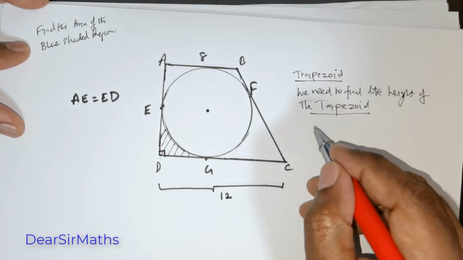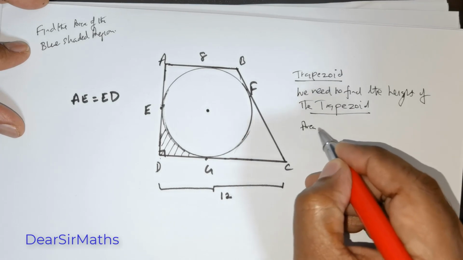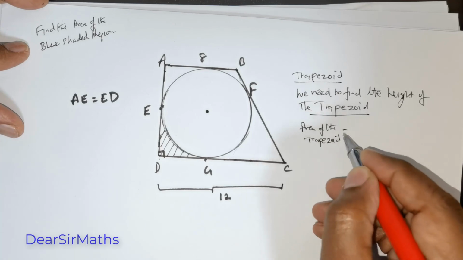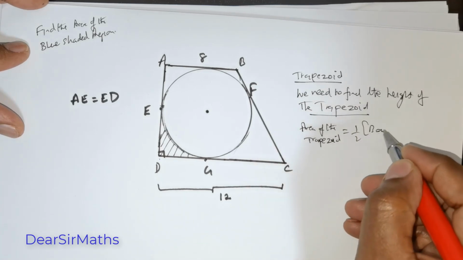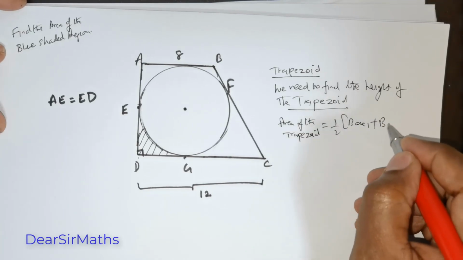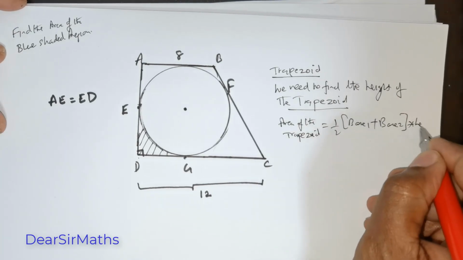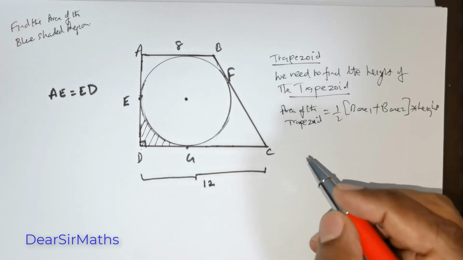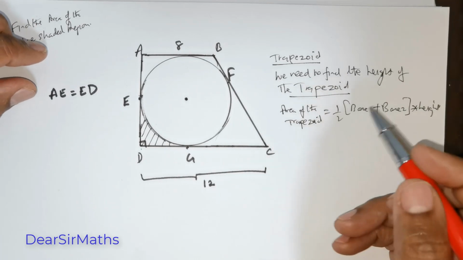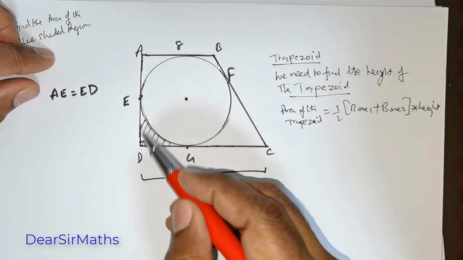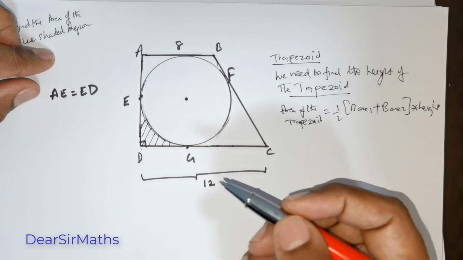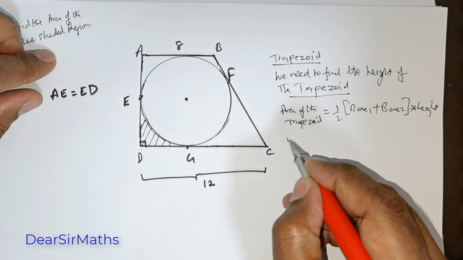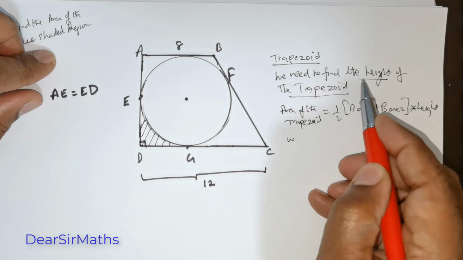Right? Now the area of the trapezoid is half times base 1 plus base 2 multiplied with height. That is the area of the trapezoid. Now the question does not want us to find the area of the trapezoid, but it wants us to find the area of this shaded region. But for anything else, no matter what it is, we need to find the height. We need to find the height.